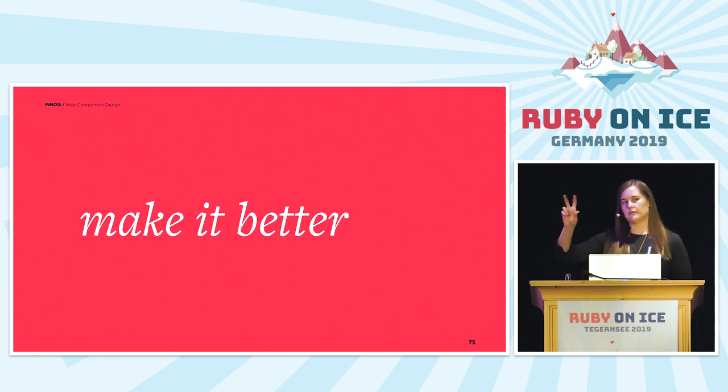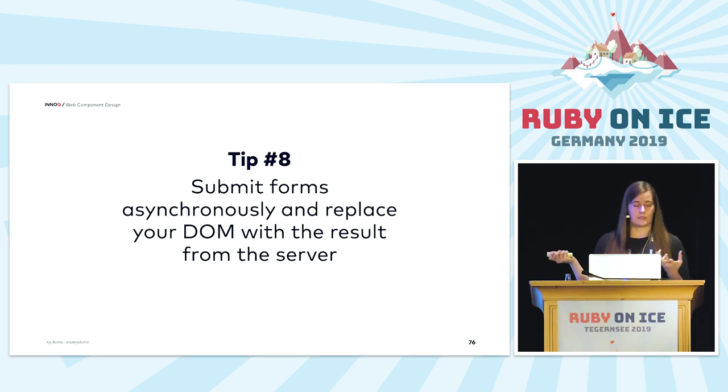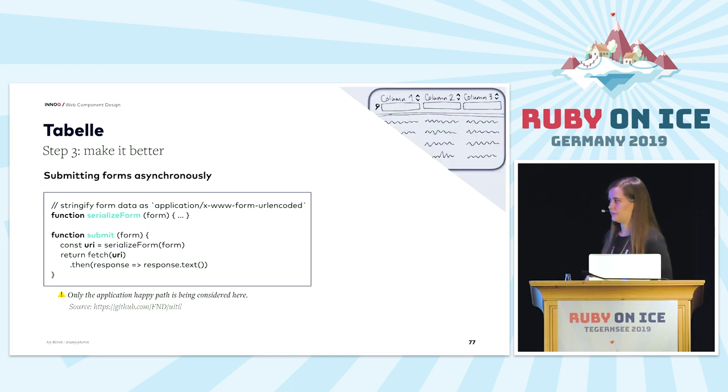I talked about how there might be this slight flicker when we submit our form and then it returns from the server. We can improve this in JavaScript by submitting our forms asynchronously, and then replacing the DOM that we get from the server: we replace our table body with the table body that we get from the server. There we go. So how can we do this? We can write a helper function to serialize our form as a URL. You can write this function, or you can copy a small helper function from somewhere else. There are different implementations.